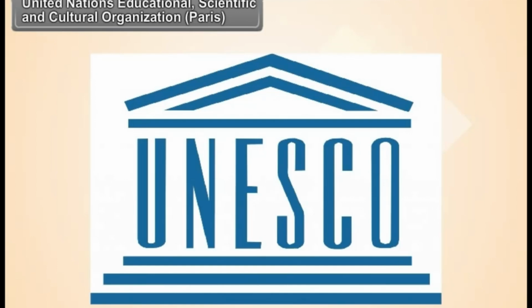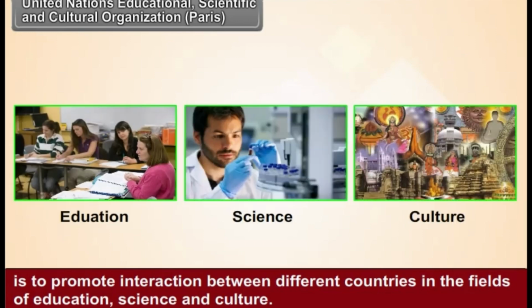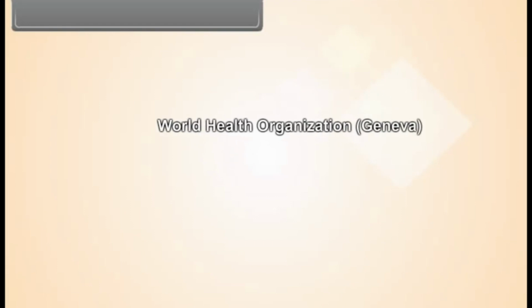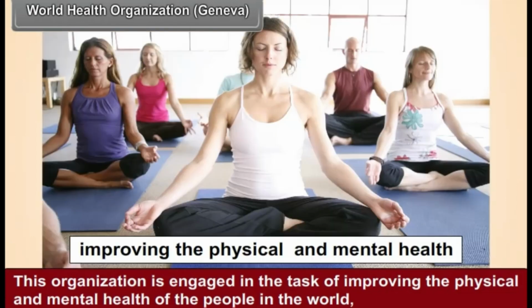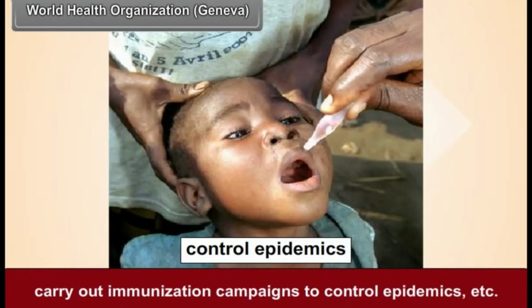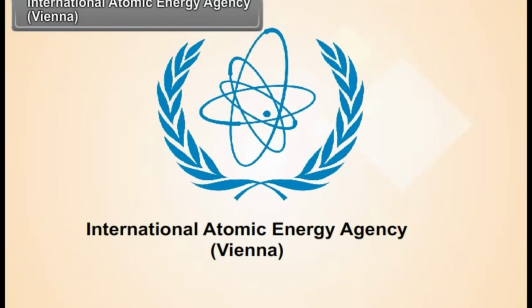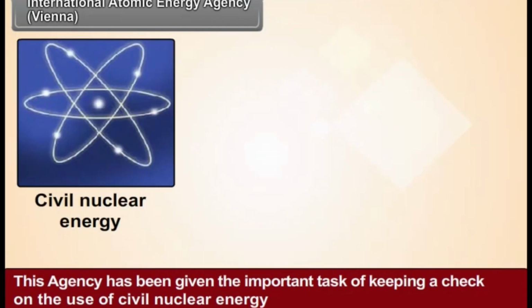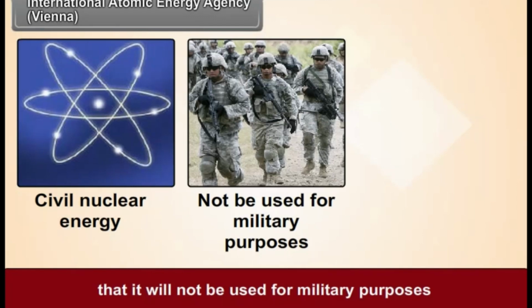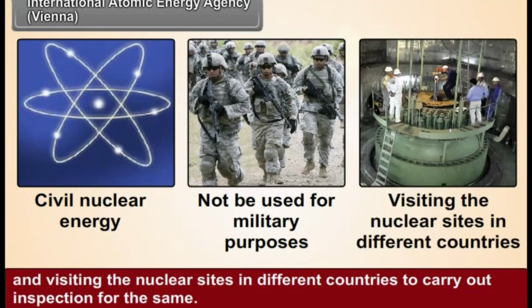United Nations Educational, Scientific and Cultural Organization, Paris. The main function of this organization is to promote interaction between different countries in the fields of education, science and culture. It also tries to reduce illiteracy in the world. World Health Organization, Geneva. This organization is engaged in the task of improving the physical and mental health of the people in the world, carry out immunization campaigns to control epidemics, etc. International Atomic Energy Agency, Vienna. This agency has been given the important task of keeping a check on the use of civil nuclear energy, that it will not be used for military purposes, and visiting the nuclear sites in different countries to carry out inspection.